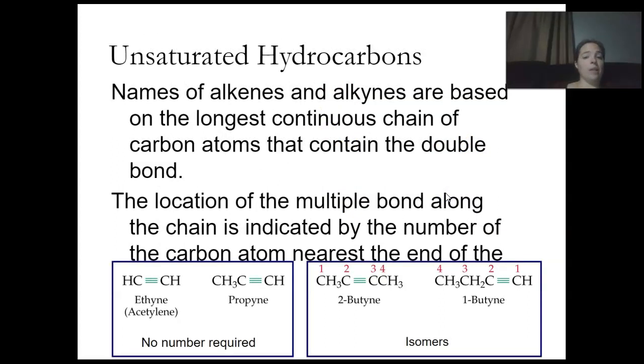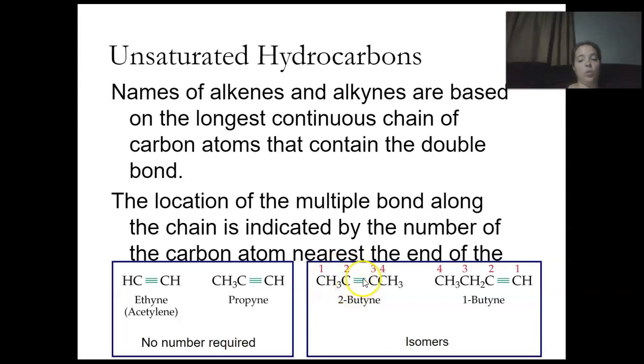So names of alkenes and alkynes are based on the longest continuous chain, just like we were seeing with a branch, that contains the double bond. The location of the multiple bonds along the chain is indicated by the number of the carbon atom nearest the end of the chain. So I'm going to skip to over here. These have no number required because you have the same numbers. This 3, 2, and 3, you don't need a number. Anything higher, you do need a number. You're just going to say what it is after.